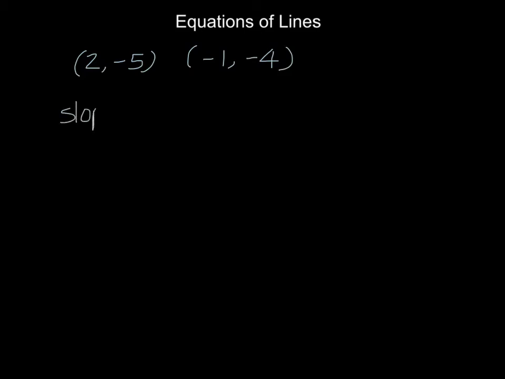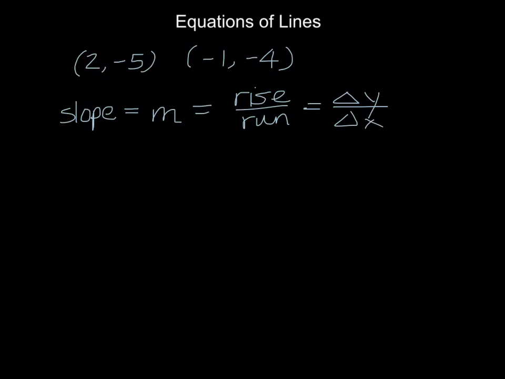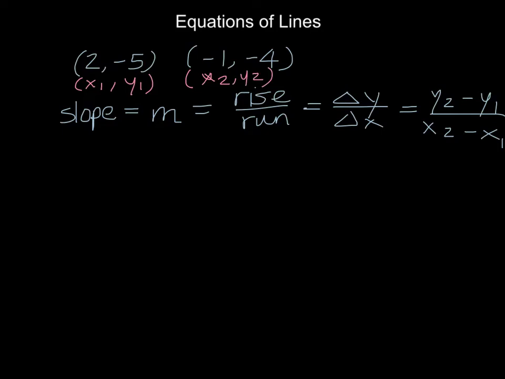Well, the slope is often represented by the letter m, and it is defined by rise over run. Rise is given by delta y, or the change in y, and the run is the change in x. Now the change in y will be y2 minus y1, and the change in x will be x2 minus x1. So before we begin, we have to designate one of these points to be x1, y1, and one of these points to be x2, y2. Okay, so now we're ready to begin.